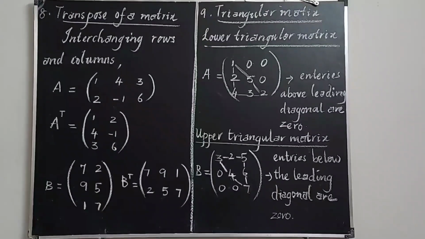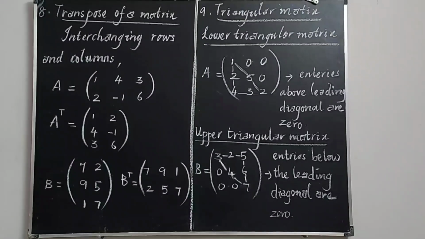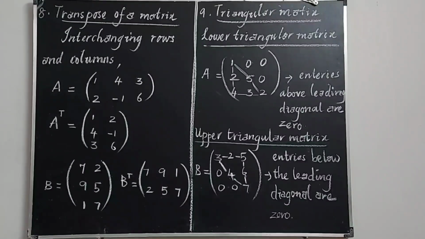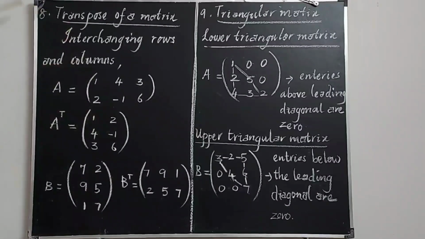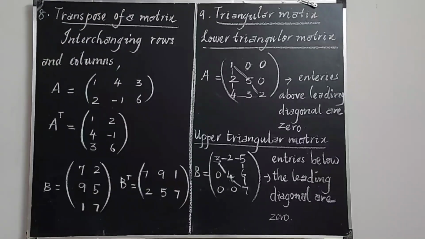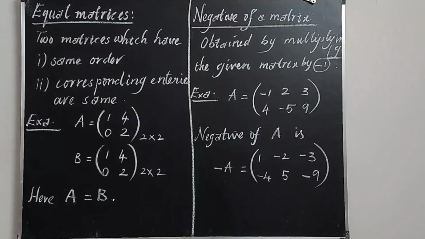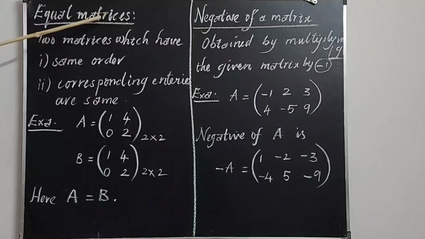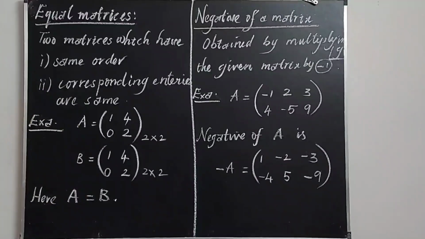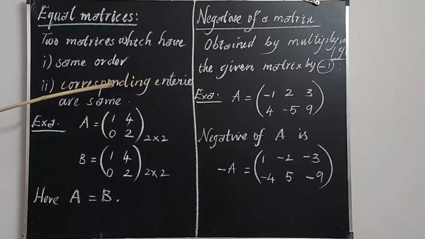So far we have seen what is a row matrix, a column matrix, a square matrix, a diagonal matrix, a scalar matrix, the unit or identity matrix, a null or zero matrix, how we get the transpose of a matrix, and what the triangular matrices are. Let us see how to equate 2 matrices. Equal matrices, plural form. So we are going to discuss more than one matrix. 2 matrices are said to be equal when they are of the same order and their corresponding entries are the same.